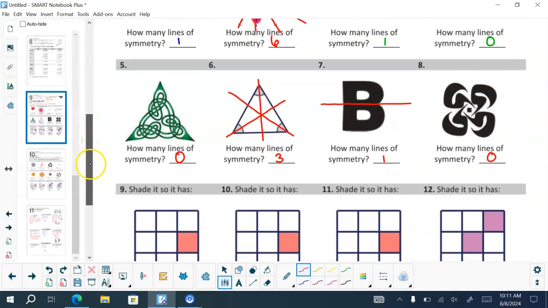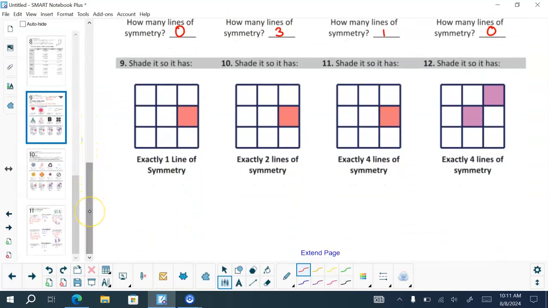All right, hopefully you didn't skip all the way down here yet, because these ones look a little bit different. They want us to shade these shapes so that they have a specified amount of line symmetry. Okay, so for example, number 9 wants us to shade it so that you only have 1 line of symmetry in the shape. So they don't want 2 lines, they don't want 3 or 4 lines, they only want you to have 1. So you have to be a little bit careful about where you shade on the shape.